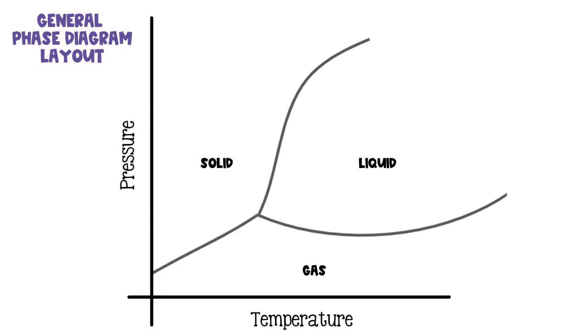Let's look at a generic phase diagram layout. Notice how you have the pressure on the left-hand side and you have the temperature on the bottom. Now, if we start here at low pressure, low temperature, we're going to have a gas. Low pressure, low temperature is a gas.